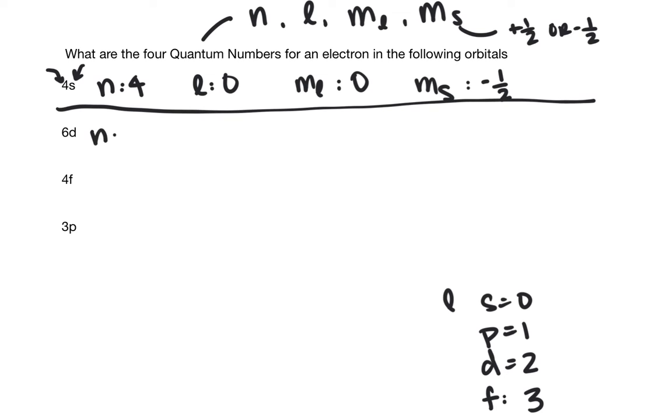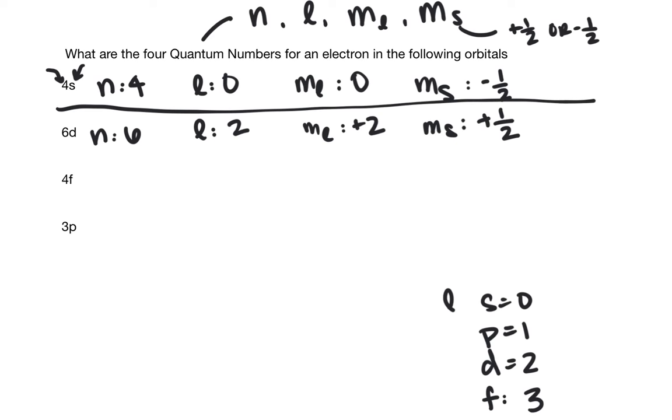So N equals 6. L, in this case, is going to equal 2. Now, M sub L, in this case, could be negative 2, negative 1, 0, positive 1, or positive 2. But you get to pick any one of those options. I'm going to pick positive 2. And for M sub S, now I'm going to pick plus 1/2. So for M sub L and M sub S, they just need to be allowed values. They don't have to be these values that I picked.